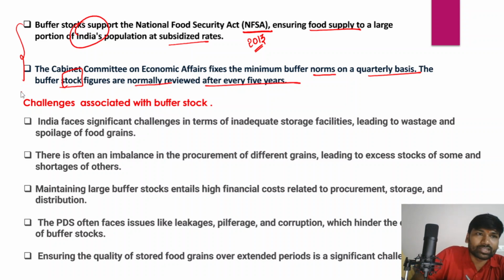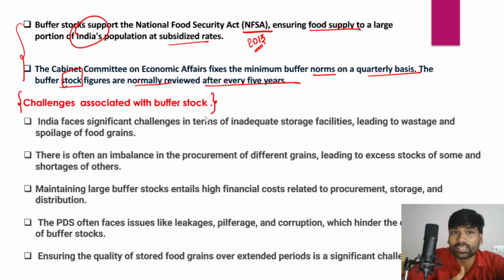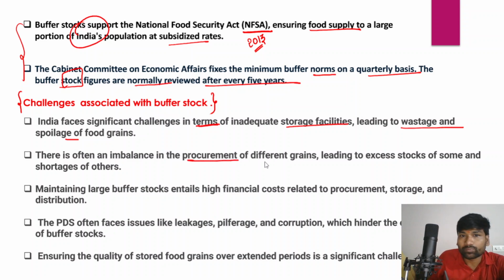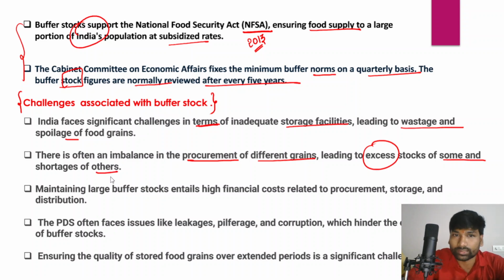And what are the challenges which are associated with buffer stock? So India faces significant challenges in terms of adequate storage facilities that would lead to the wastage and spoilage of the food grains. And there is often an imbalance in the procurement of different grains, so that would lead to excess stocks of some and shortage of others. So this is another major challenge. Okay, and most of these food grains are procured from only a few states such as Haryana, Punjab and a few northern Indian states.